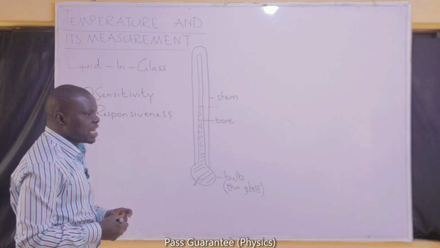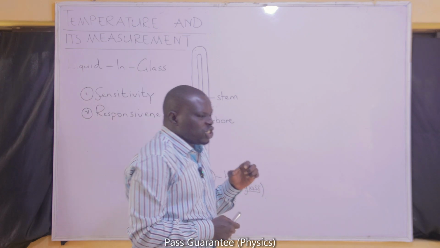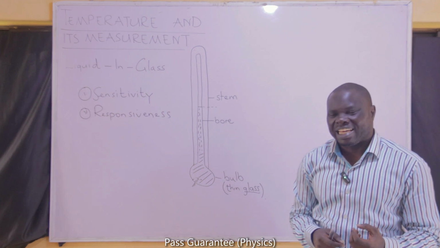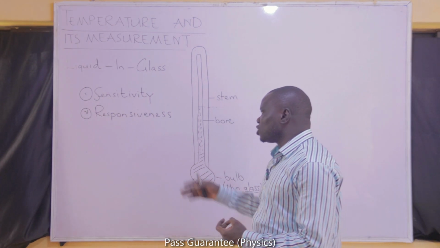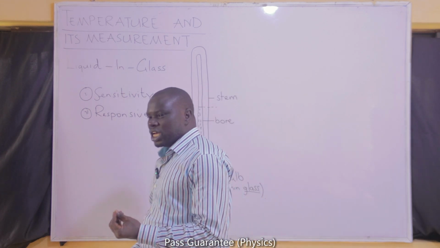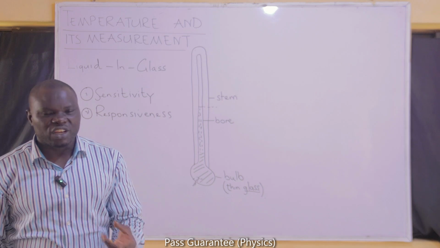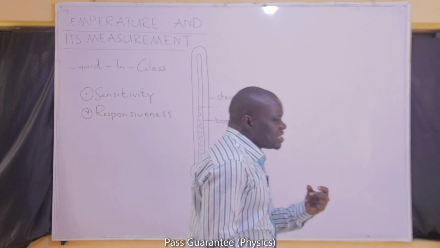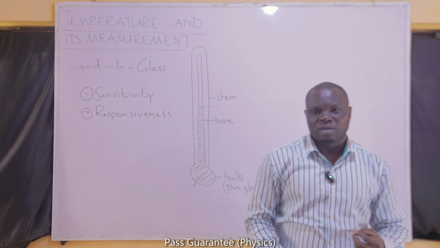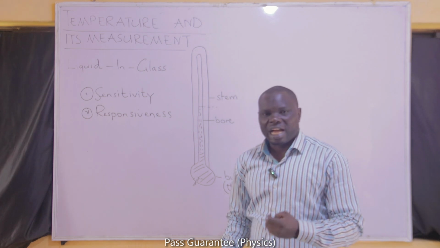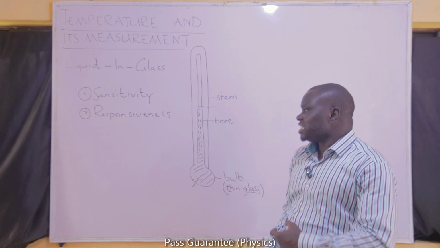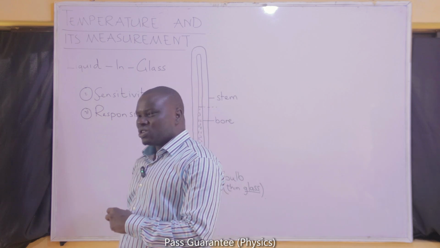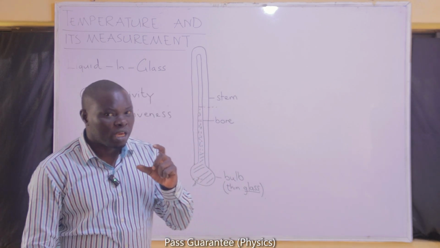The sensitivity of a thermometer is the ability to detect a small change in temperature, while the responsiveness of a thermometer is its ability to measure the temperature of its surrounding very quickly. If a thermometer is responsive, it means it has the capacity to detect the measurement of temperature as quickly as possible. If a thermometer is sensitive, it means if the temperature changes by the slightest amount, the thermometer will be able to detect it.